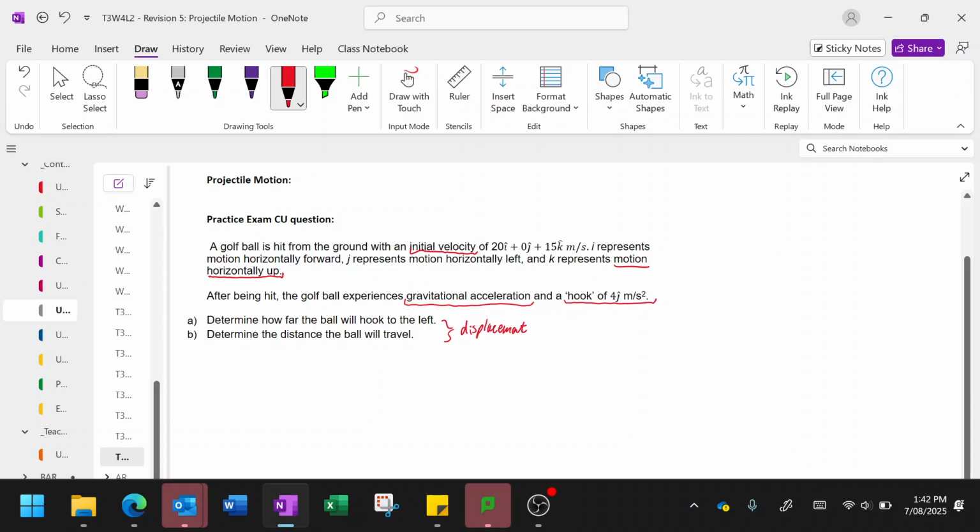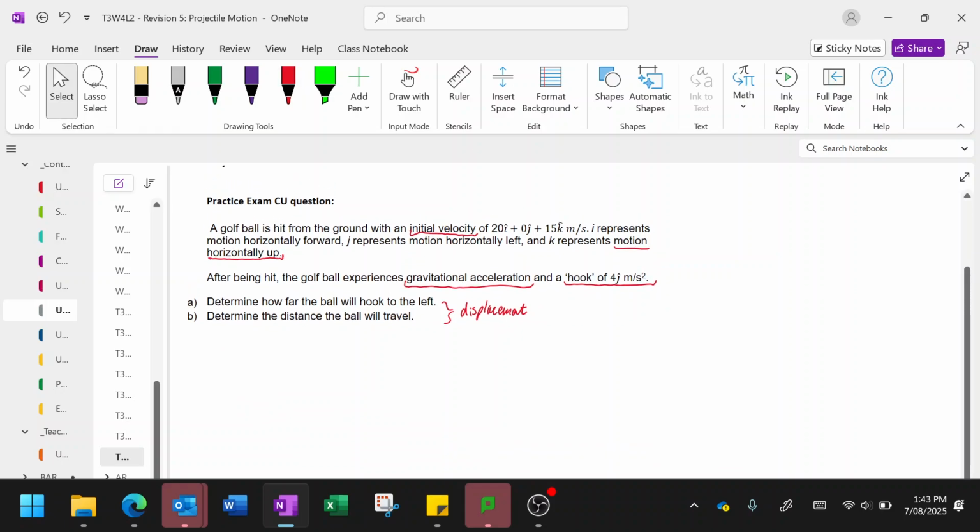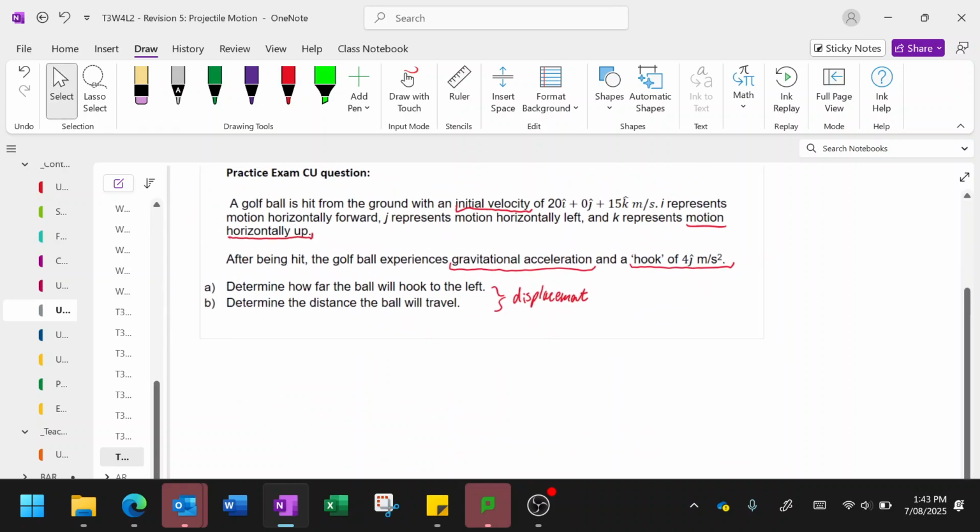The thing that makes it complex and unfamiliar is that it doesn't tell me how to get to displacement. It's also in 3 dimensions. It's added something aside from gravity for my acceleration. So there's a bunch of extra parts here, and I just got to think really, really carefully. I'm going to start as always with my acceleration vector.